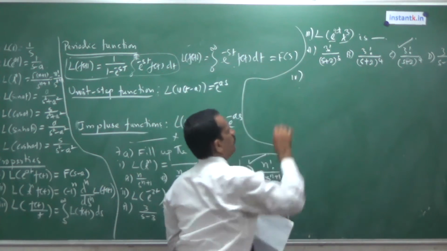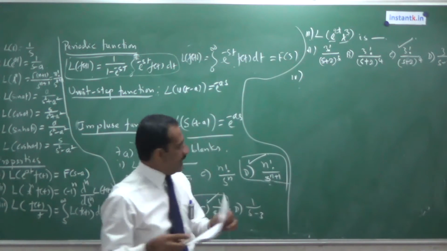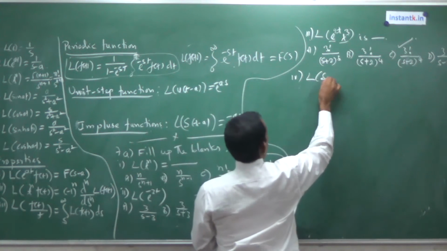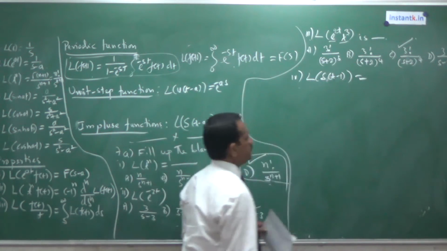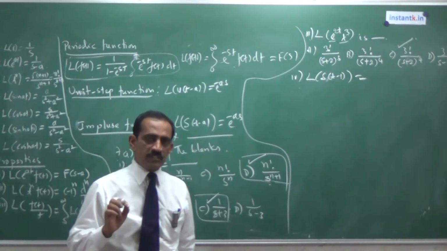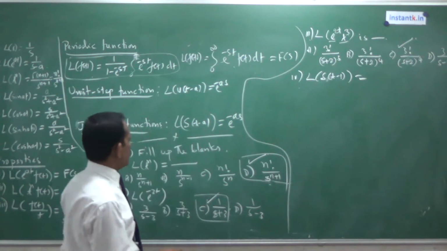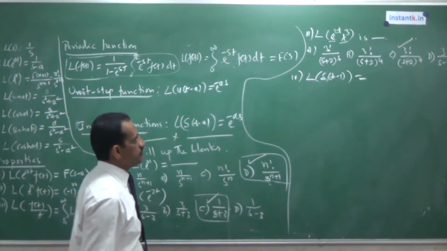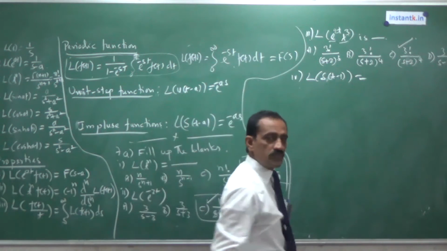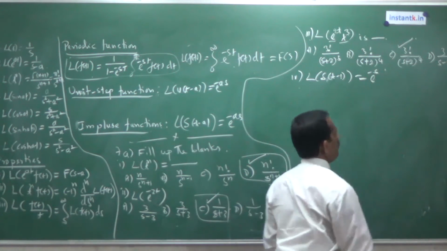Next, the fourth one. What is the fourth one? Laplace transform of delta t minus 1 is equal to dash. Delta means impulse function, u means unit step function. What is the Laplace transform of the delta function? Delta of t minus a gives e power minus as. Here a means 1, so the answer must be e power minus s.